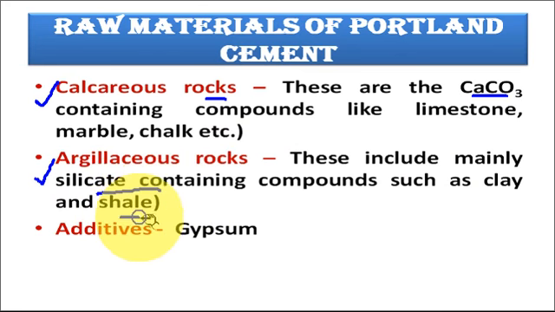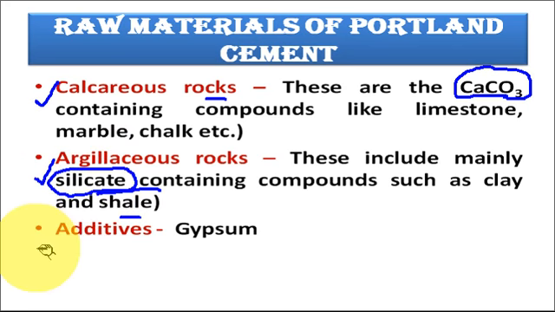as clay and shale. So basically calcareous materials are those which provide calcium carbonate, while argillaceous materials are those which provide silicate to the cement. And the third component is the additive. So the important raw materials are calcareous and argillaceous, and the third one is the additive, which is gypsum. Gypsum is used as an additive to the cement.